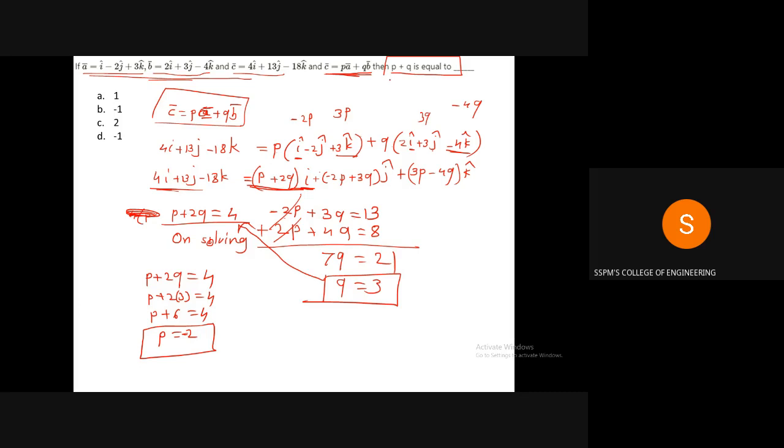But see what we are asked. We are asked to find the value of p plus q. So what is p plus q? Value of p is minus 2 and value of q is 3. So p plus q is equal to minus 2 plus 3, that is equal to 1. So 1 will be the correct option. Okay, so p plus q is equal to 1.